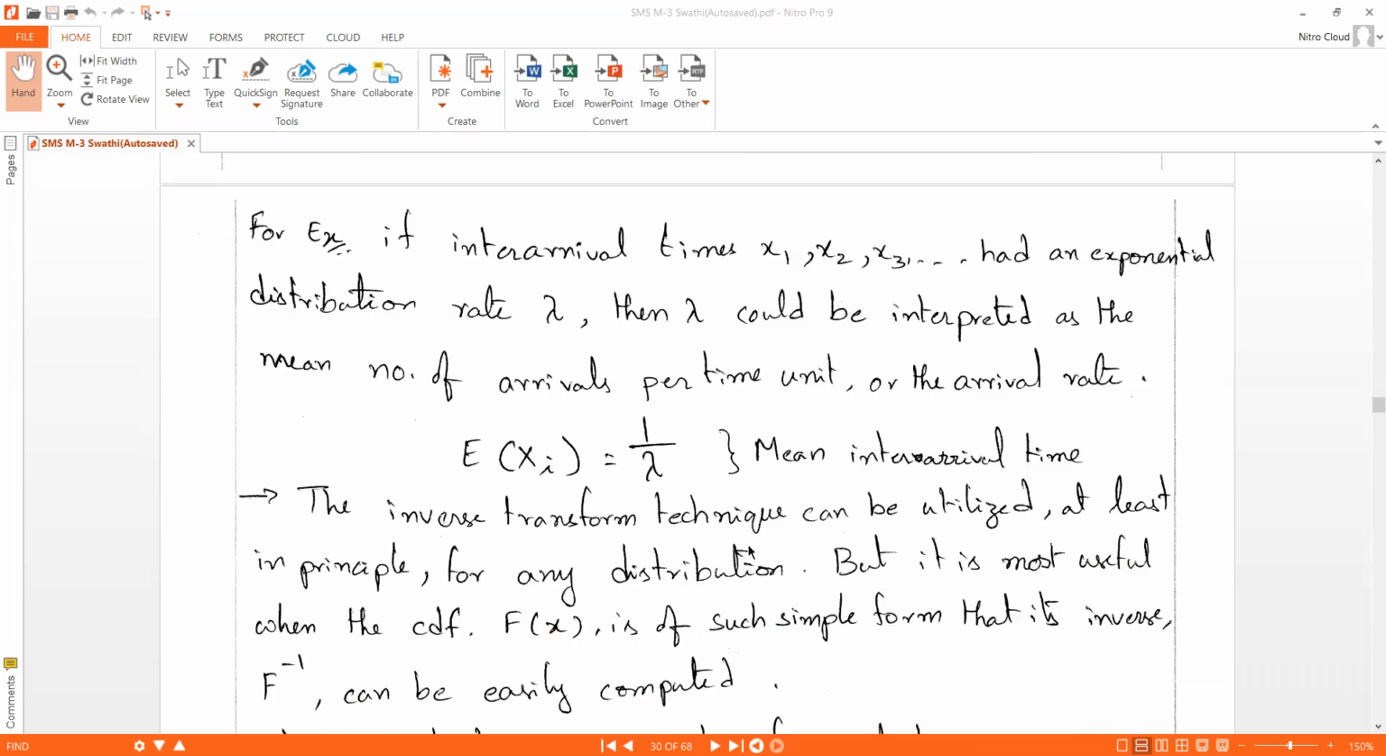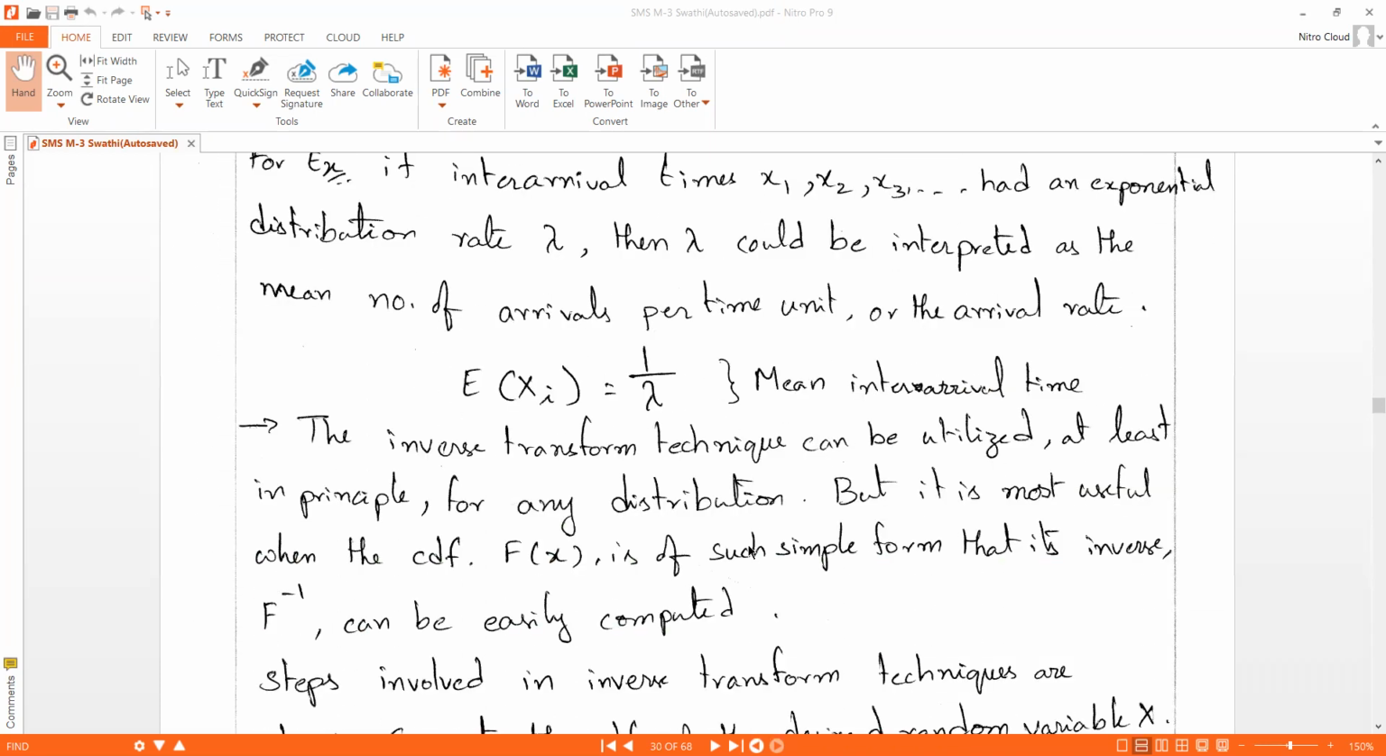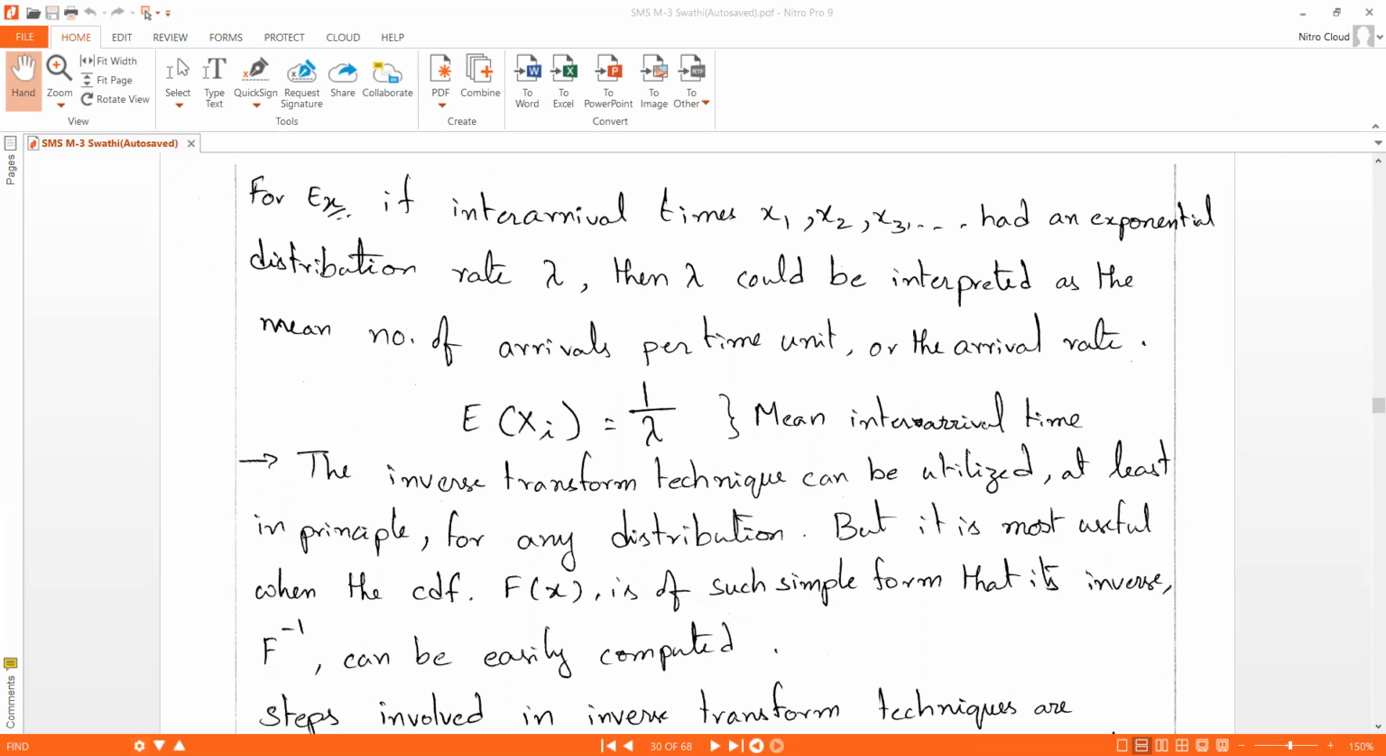We'll see it with an example here. Suppose the interarrival times are X1, X2, X3, and they have an exponential distribution with rate lambda.